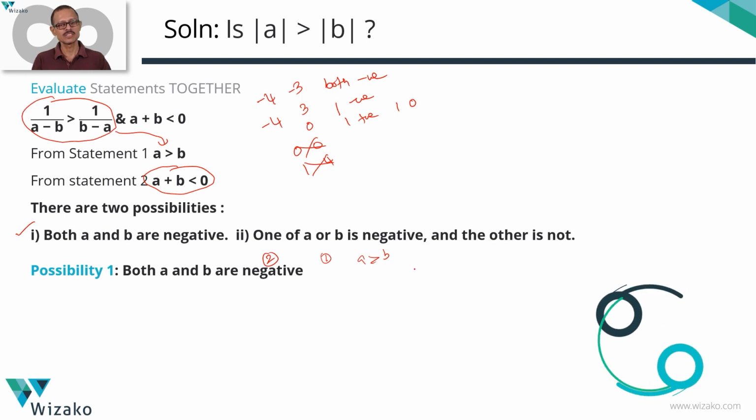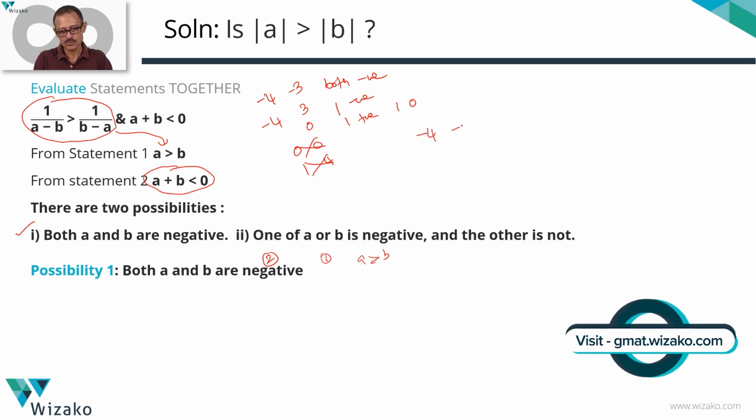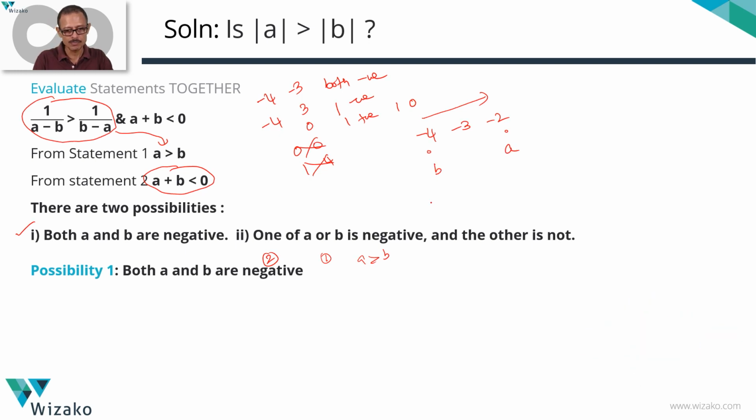Look at negative numbers on the number line. I'm going to write some here. -4, -3, -2, and so on and so forth. As you move from left to right on the number line, the value keeps increasing. So let's say one of these numbers is A and another number is B. Which do you think is going to be A? A is going to be this number and B is going to be this number because A has to be greater than B. Both are negative. A has to be to the right of B.